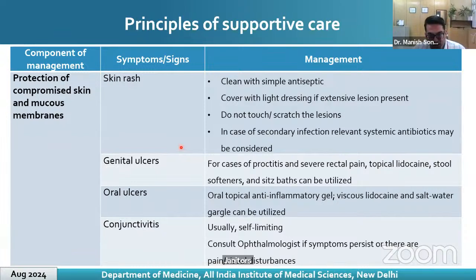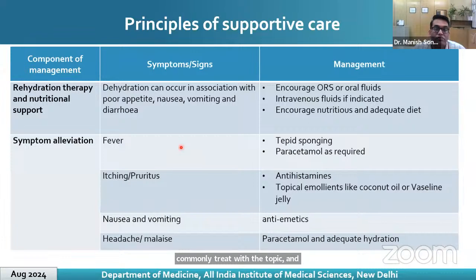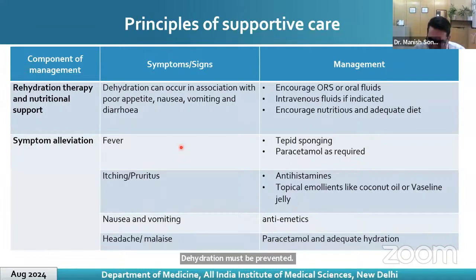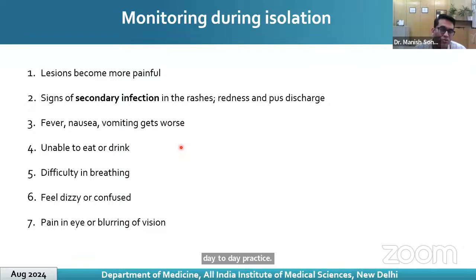For patients with proctitis and severe rectal pain, topical lidocaine therapy, stool softener and sitz bath may be required. Oral ulcers, as we commonly treat, with topical anti-inflammatory gel. Conjunctivitis: we have to be very careful and involve an ophthalmologist early if required. Dehydration must be prevented. Fever: paracetamol. Itching, pruritus: symptomatic treatment, as we all do in our day-to-day practice. So this is our day-to-day practice for any viral infection that we need to provide.